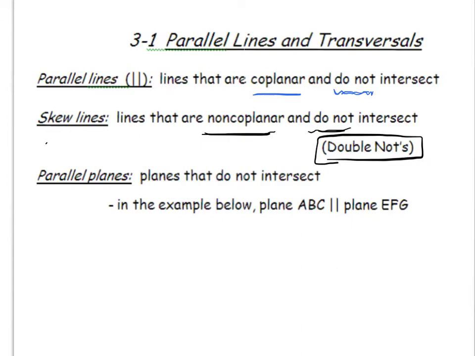Parallel planes, you guys. Parallel planes are just simply planes that do not intersect each other. So in the example below, and we're going to see it on the next page here, plane ABC is going to be parallel to plane EFG. So what happens is on this next page we have this wonderful looking cube, and I'm going to try to draw this for you guys as best as I can.